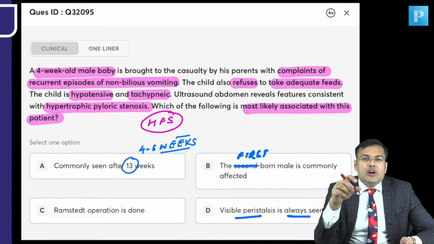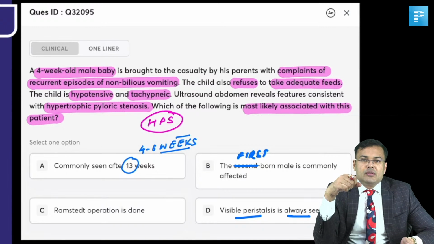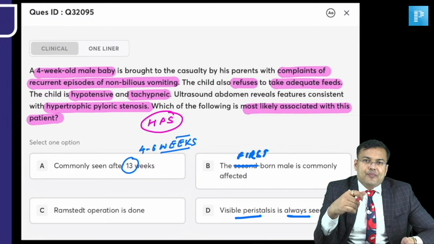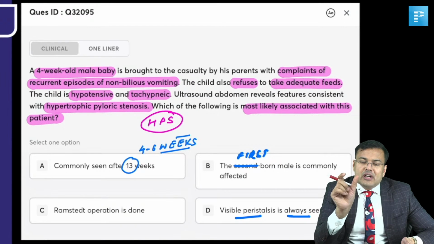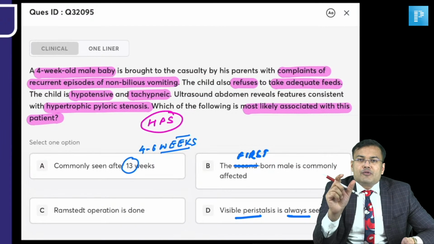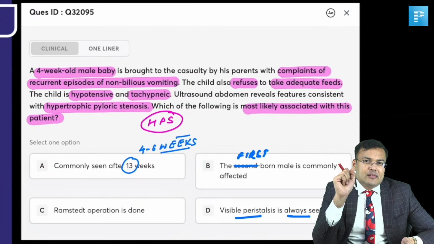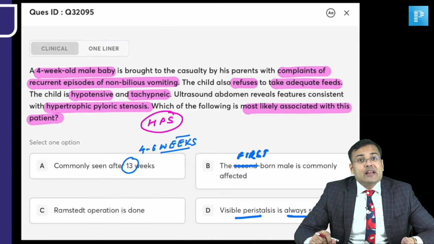Let me tell you one clue related to MCQs. Whenever you find the words always and never, most probably the statement is incorrect. Statements having always and never, in the majority of cases, are incorrect.